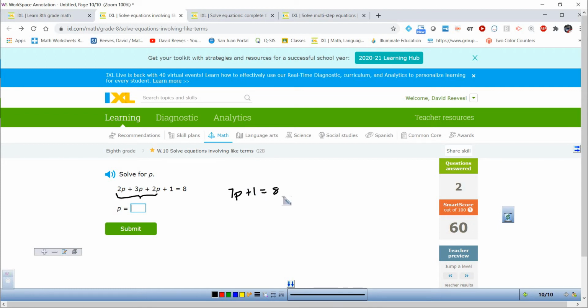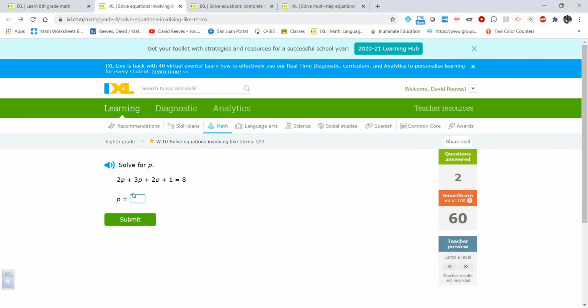So instead of getting a one-step equation after combining like terms, we have a two-step equation. But we don't mind two-step equations at all, do we? Because we're going to do the opposite operations in the opposite order. So instead of multiplying by 7 and adding 1, first we're going to subtract 1 from both sides. And then we're going to divide by 7, giving us the wonderful answer of p is equal to 1. Amazing mathematics, isn't it amazing?